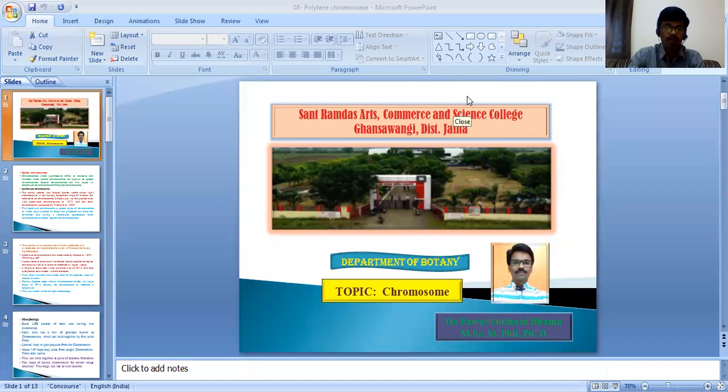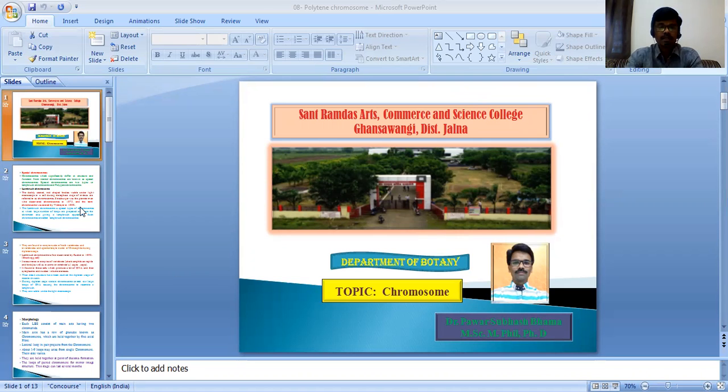So special type of chromosomes are those chromosomes which differ in size and structure from the usual chromosomes. These chromosomes show very large size and hence are called giant chromosomes. These are found usually in insect and certain amphibian cells. The giant chromosomes are of two types.